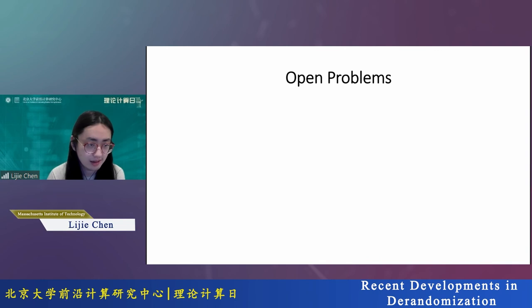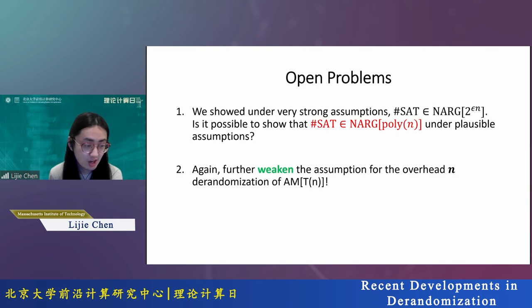Again, the open question will be, can we further weaken the assumption for the overhead in derandomization of the AM protocols? We show it with a very strong assumption, and I think that this is not the optimal assumption. It should be possible to improve the assumption further. But again, this is pretty new. It's like we asked this question ourselves and we answered it. We managed to get such an overhead in derandomization only this year for the first time. So I think that's relatively new, and there should be a new way to weaken the assumption and get something better.